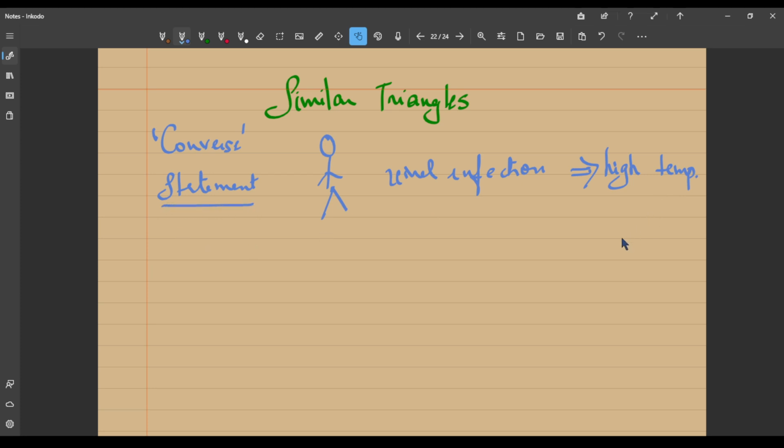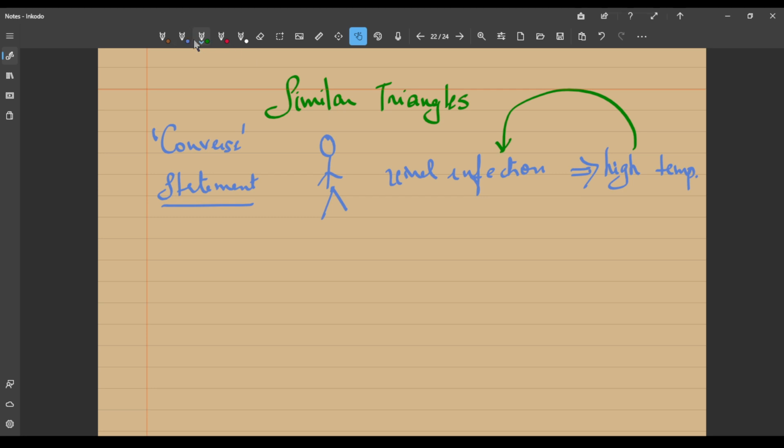Or is the other way round true? If a person has high temperature, does it mean that he has viral infection? And this is called the converse of this statement. The converse is, if a person has high temperature, then he has a viral infection.